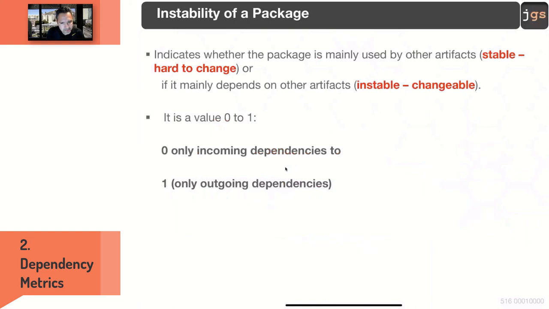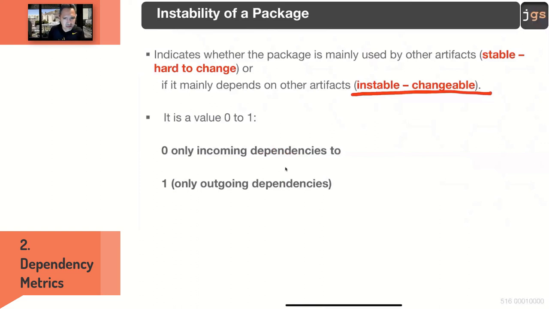Stability. As we mentioned before, stability gives you an idea if a class or a package is easy to change or hard to change. If you can modify the class or modify the package without risking the system or not. Obviously, that is very, very subjective. Like, well, is it easy to change or not?